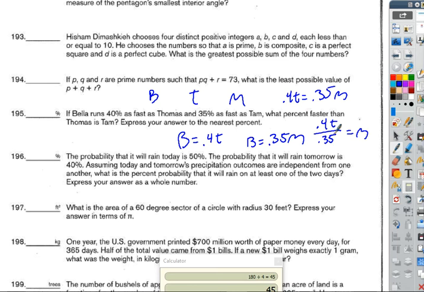All right. So then, so I really don't want this in this form. So let's just multiply everything by 100, right? So we get 40 over 35, and that is going to reduce to 8 over 7. And so Tam is going to be 1/7 faster than Thomas, because we see that he's 1/7 faster. And 1/7, using your calculator, is approximately equal to 14%. All right, 6.